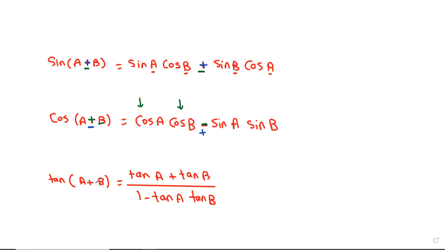And tan(A + B) equals tan A plus tan B, write the same sign at the top, over 1 minus tan A tan B. I changed the sign at the denominator. If this sign is minus, it will be tan A minus tan B over 1 plus tan A tan B.